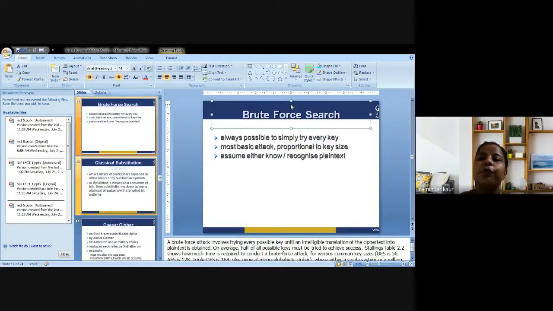Next is brute force search. What is basically brute force search? There are three terms associated with the same. It is always possible to simply try every key that we are going to use. In addition, it is the most basic attack, and it is proportional to the key size. For example, you can take this as our cipher as well. It could assume that either we know or recognize the plain text by using various keys.